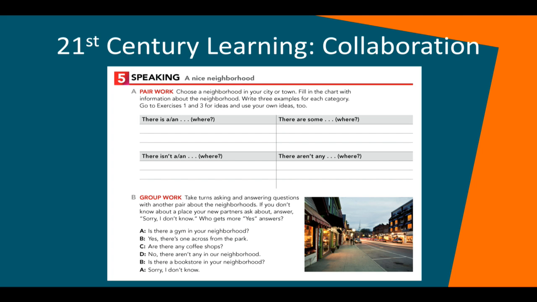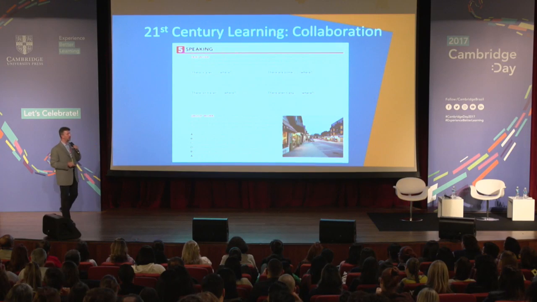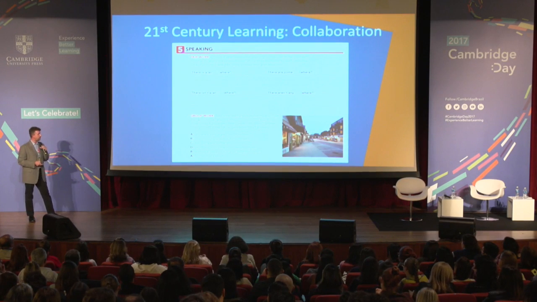But even better, after they work in pairs, we'll then put them in groups to then talk more about what's in their community. Okay, again, the theme of community comes up here. So working together with 4 people, you're going to learn a lot more than just working with one other person. Okay, so that's another example of collaboration, this time pair and group.